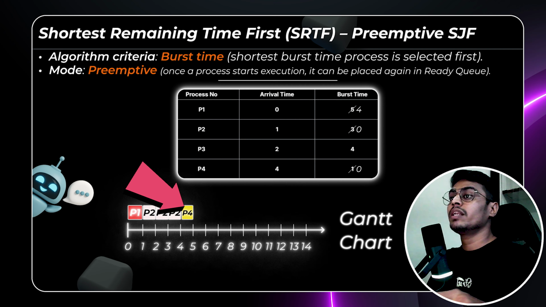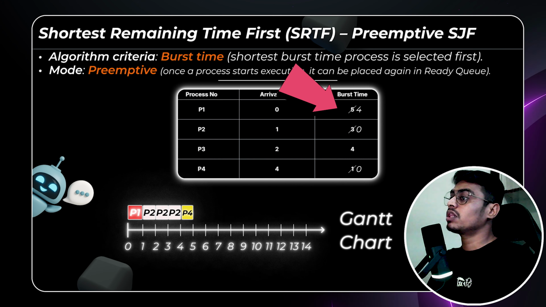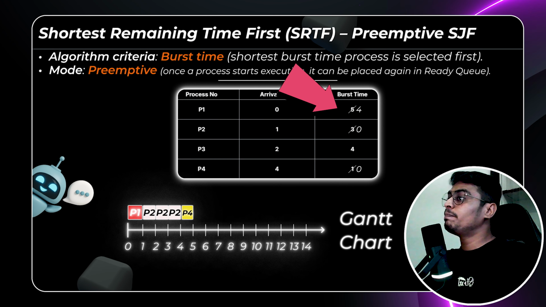So check, P1 and P3 are left. So P1 and P3 are both left. Out of these two we will run the one with the lowest remaining burst time. P1 and P3 both have remaining burst time of 4. Now in this case there is a conflict, which one to select first, because both remaining burst times are the same.